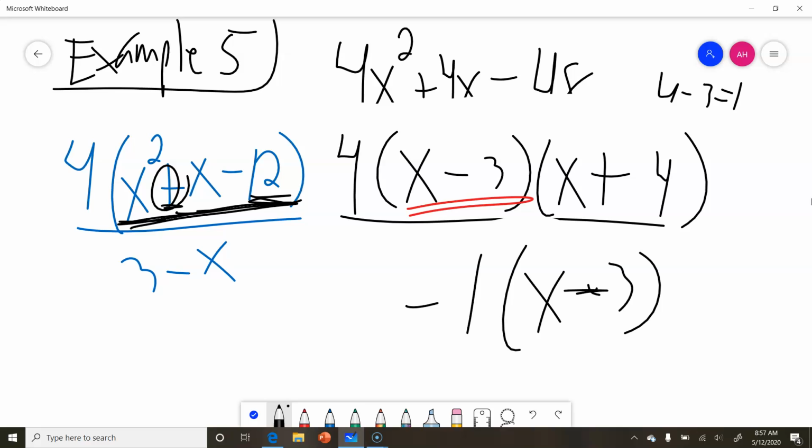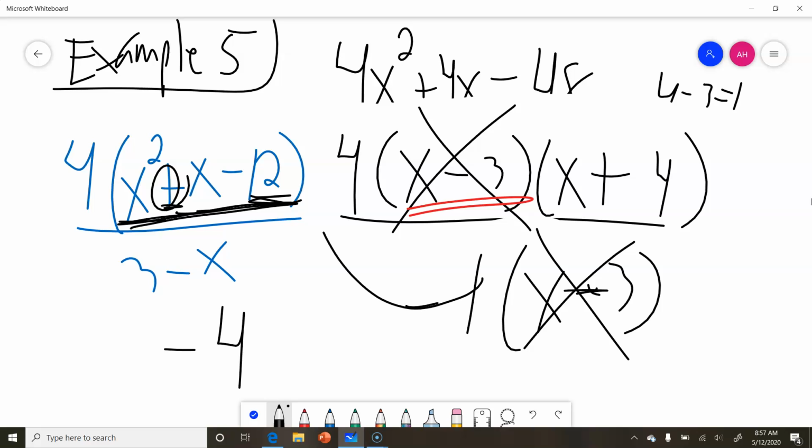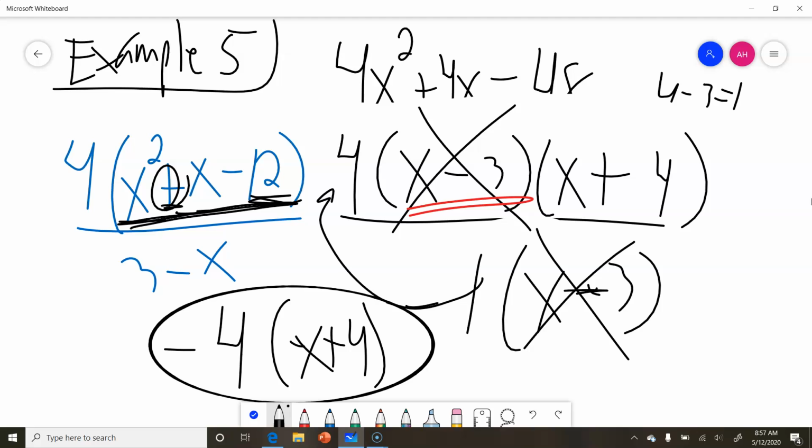Now that I have something in common, look what I can do. I can cross out the x minus 3, and this negative 1 just goes to the top, and I'm left with negative 4. This 1 goes to that negative, and then I'm just left with negative 4 times x plus 4. There's my final answer.